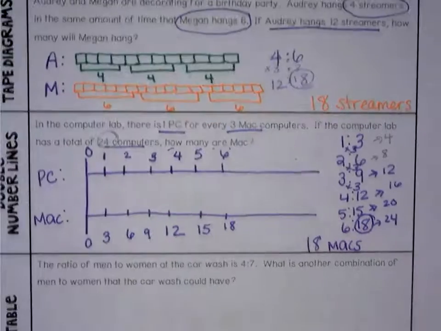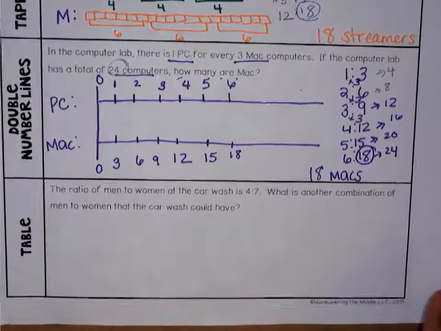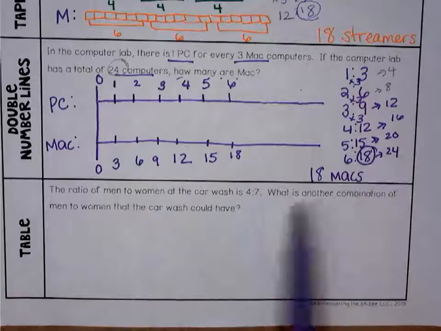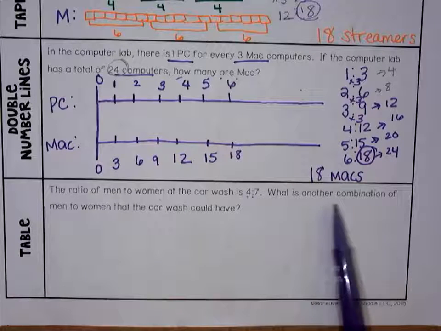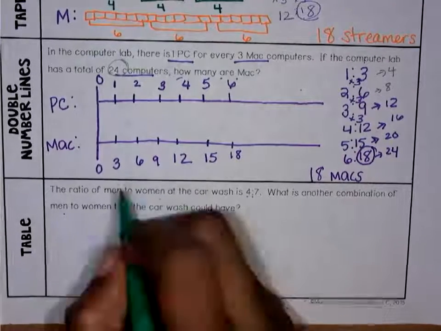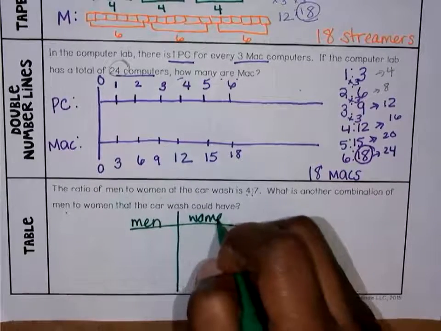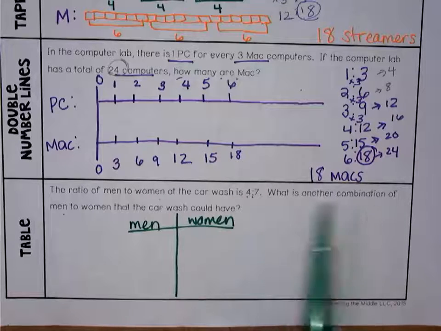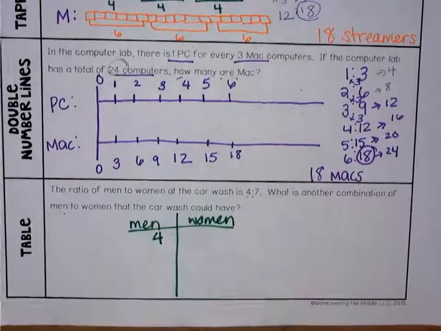Last one are tables. Something similar to something that I was doing on the side. So the ratio of men to women at a car wash is 4 to 7. What is another combination, men to women, that the car wash could have? So I'm going to use a different color. I'm going to make a table, and it's going to show men to women, because that's what we are comparing. You are trying to figure out what's another combination, another equivalent. So you know that whenever there's 4 men at the car wash, there's 7 women.